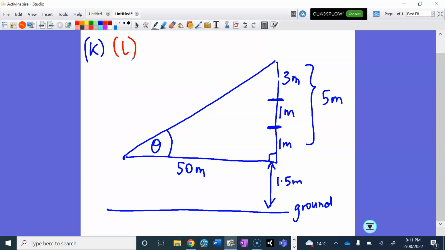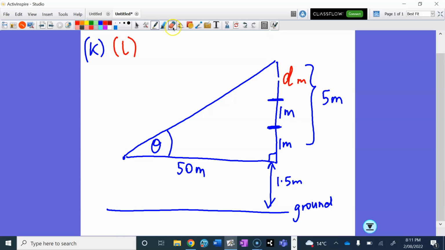So in the previous hint, we talked about the arrow shooting 3 meters above the top of the target. In Part L, we're not talking about a specific distance, but we're talking about a variable distance called d meters. So rather than having 3 meters here, instead we have got d meters.